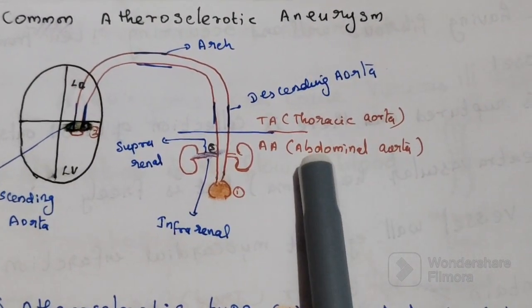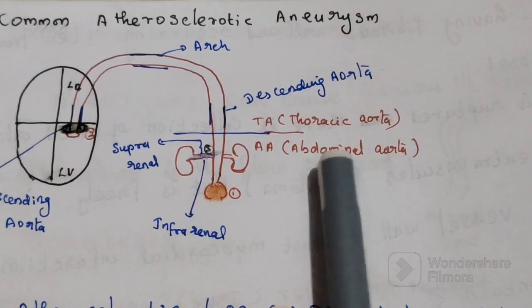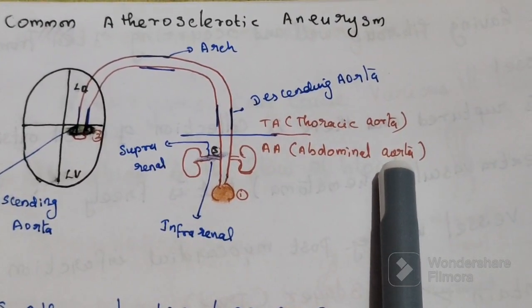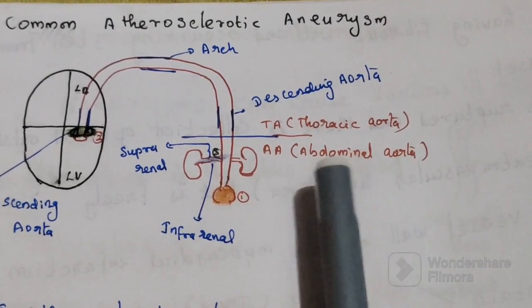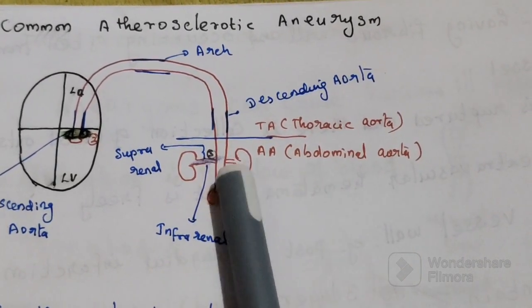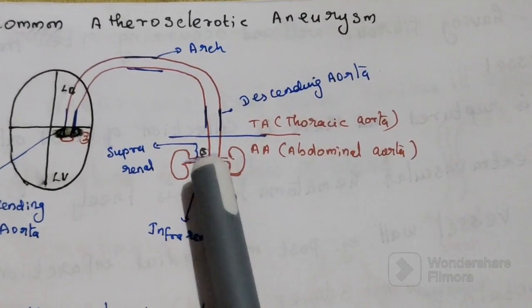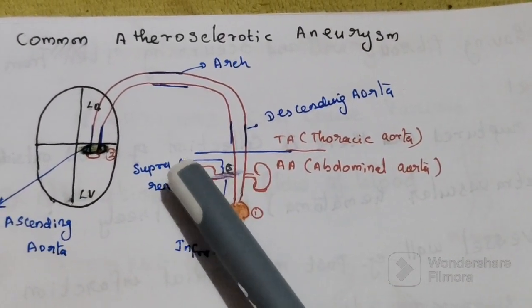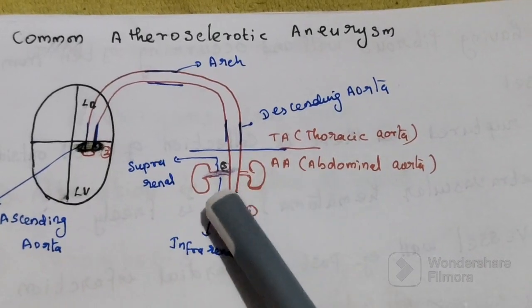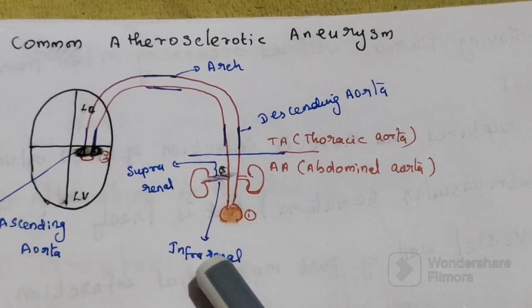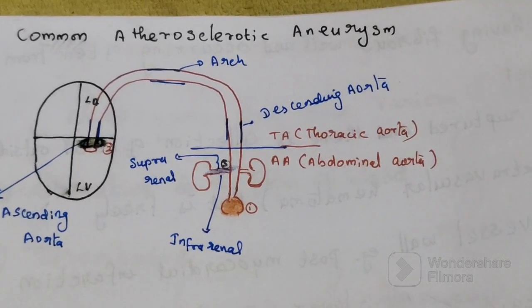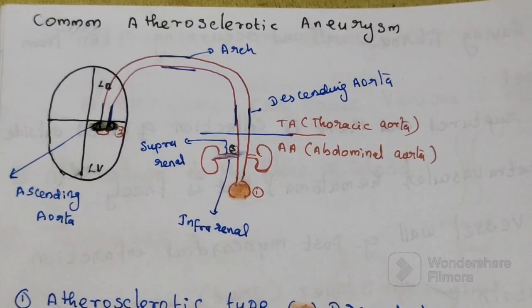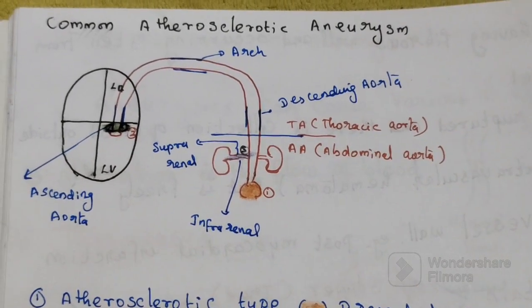Then this abdominal aorta having renal artery for 2 kidneys. It having two portions. This one is called suprarenal. This one is called infrarenal. So this is the master diagram. By using this we will draw different types of aneurysm.